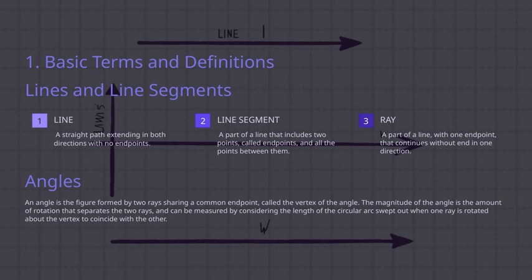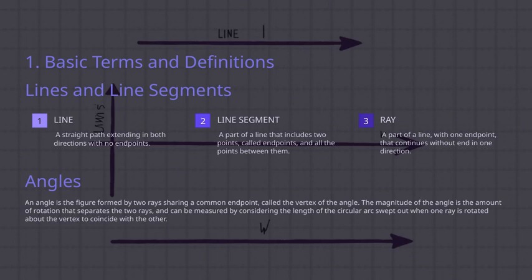Moving on, a line segment is a part of a line that has two specific endpoints. It includes all the points between those endpoints. Picture a piece of string stretched between 2 points. That's essentially a line segment. It's finite, unlike a line which extends endlessly.